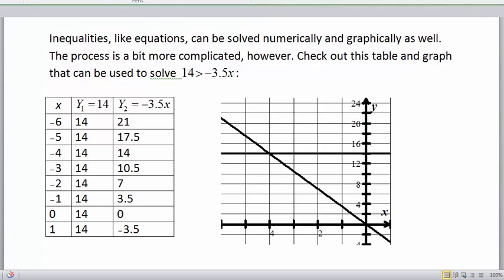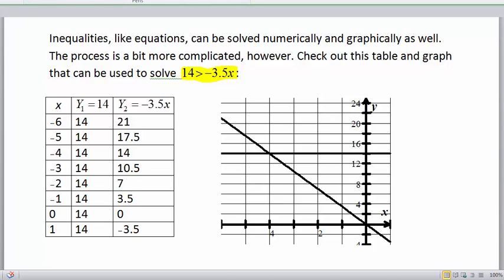Just as equations can be solved numerically and graphically, so can inequalities. It's just that the process is a little bit more complicated. It's not as mindless a process as solving equations is, right? So suppose we want to solve this inequality here: 14 is greater than negative 3.5x. We want to solve this graphically and numerically.